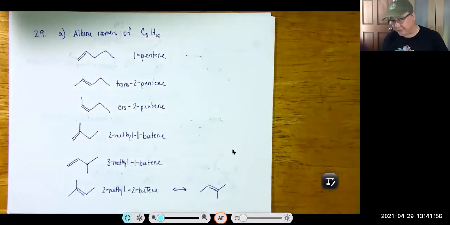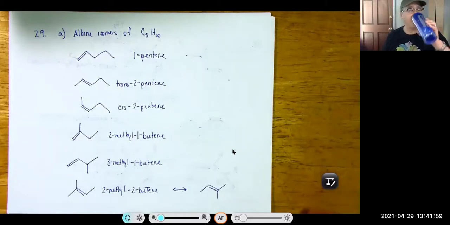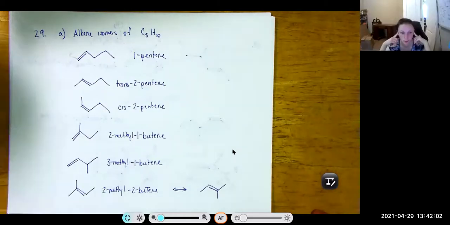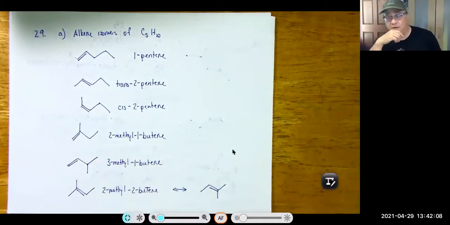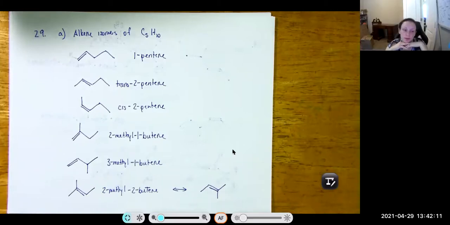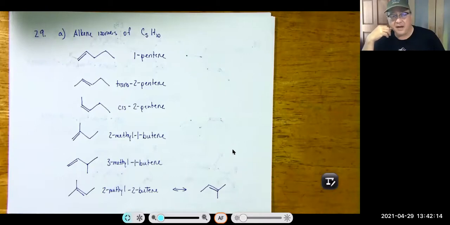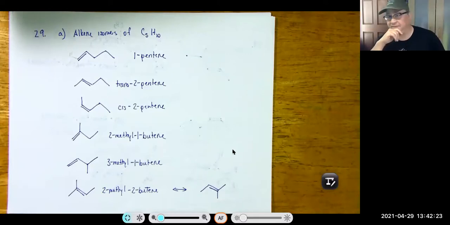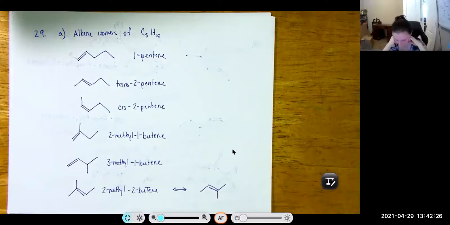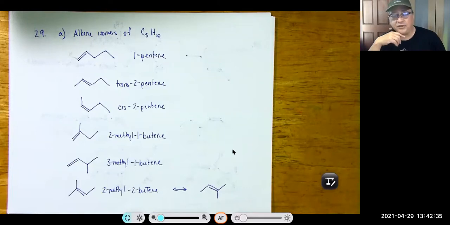Now let's take a look at these. Can any of these be cis and trans? How about that first one, 2-methyl-1-butene? No. Why not? Because there's 2 hydrogens on that first carbon. Bingo. How about the 3-methyl-1-butene? No, for the same reason. That's correct. How about the 2-methyl-2-butene? I think the answer is no, because you need exactly 1 hydrogen bonded to each of those 2 carbons.